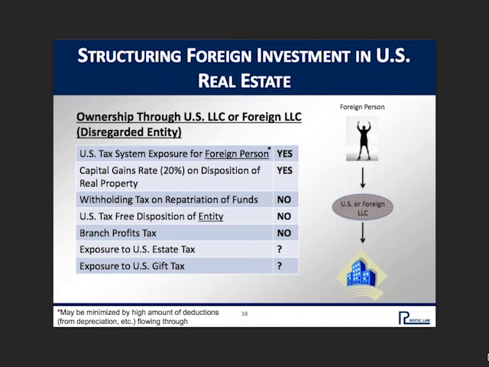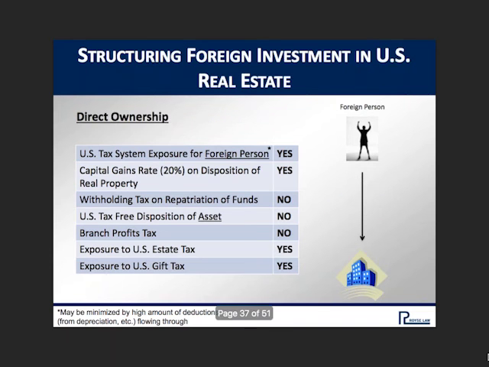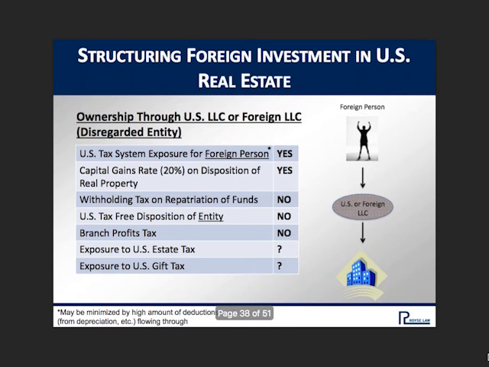What if they do it through a disregarded entity? Well, generally you can see that all the tax results are the same as the previous slide. I'll go back and forth so you can see that nicely. Except for one thing: no one really knows what kind of U.S. estate and gift tax exposure this foreign person has. Generally, the feeling I get is that people who are estate planners wouldn't count on this.